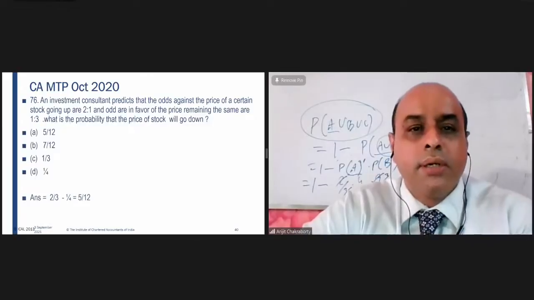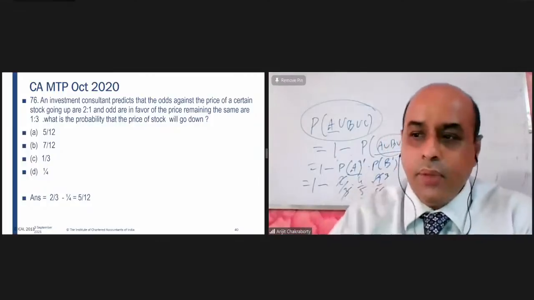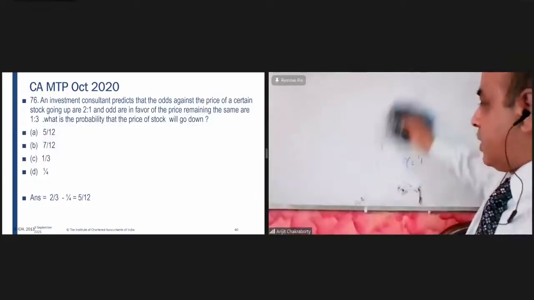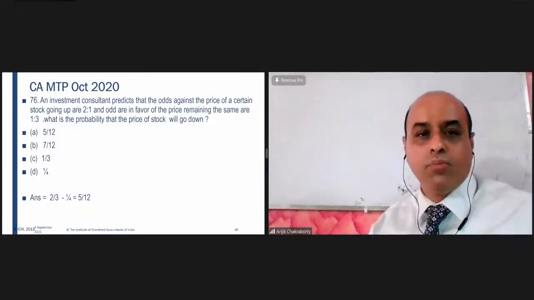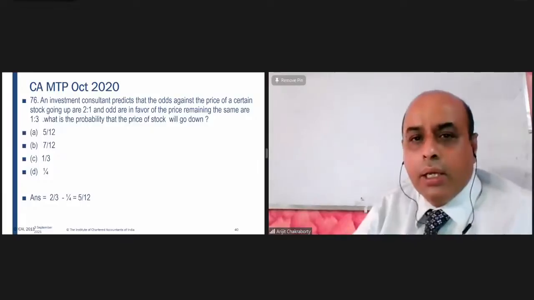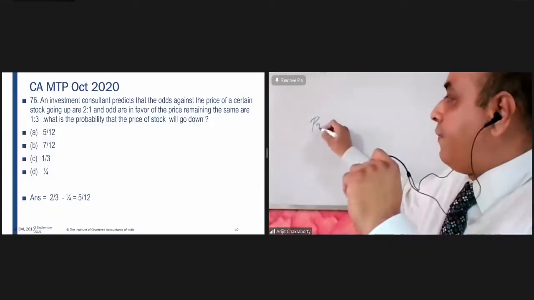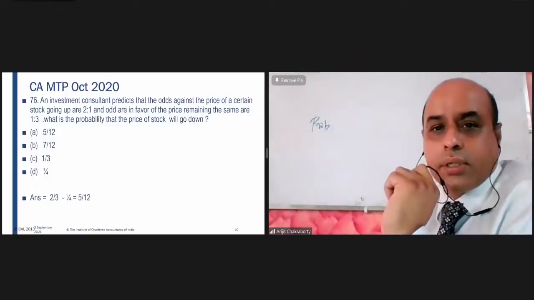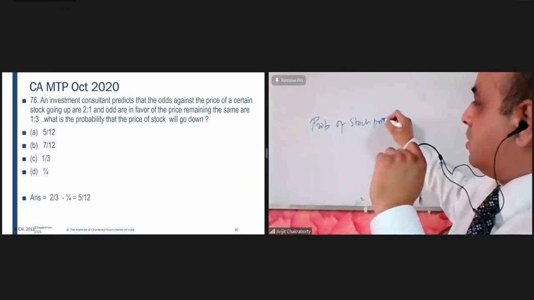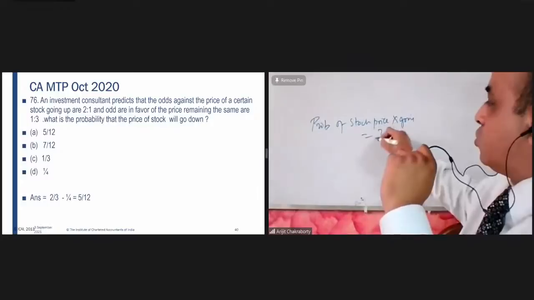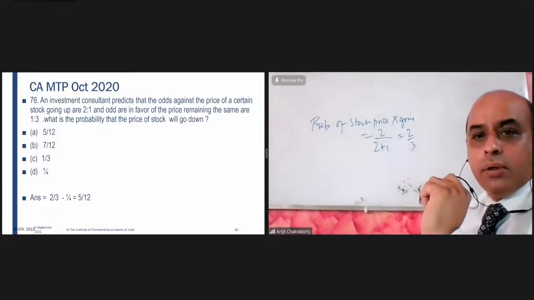So an investment consultant predicts that the odds against the price of a certain stock going up are 2/1. Okay, so let us try to understand this problem and solve it. Odds against the price of a certain stock going up are 2:1. So we can say that the probability of the stock price not going up is given by 2 divided by 2 plus 1, that is 2/3. Number one. Now, what is the second part?